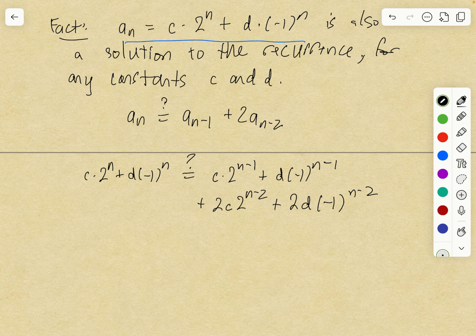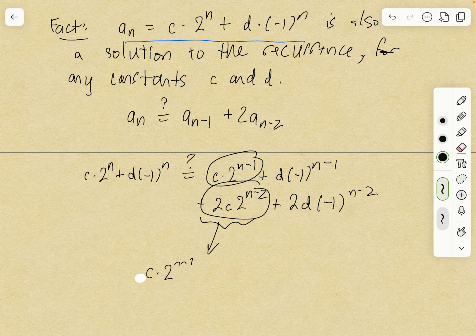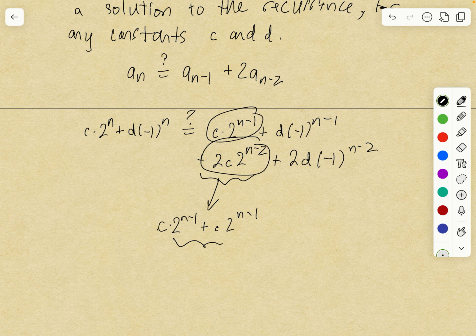Oh yeah, because if you look at these two terms added up, it's going to be c times 2 to the n minus 1. So c times 2 to the n minus 1 plus 2 times 2 to the n minus 2, which is 2 to the n minus 1. And then this is going to equal 2 times c times 2 to the n minus 1. Then you multiply it by the 2, so you get c times 2 to the n. Okay, so that matches the c times 2 to the n on the left.